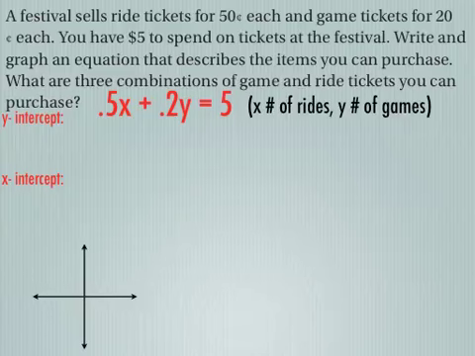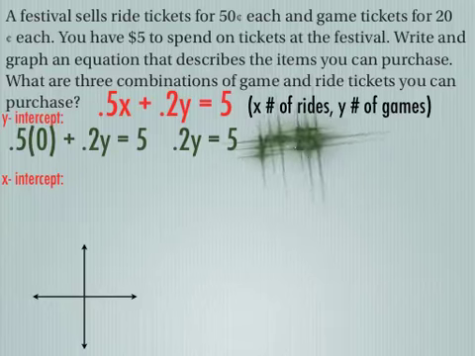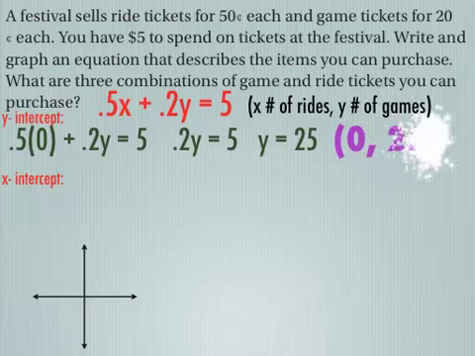To graph this equation, because I wrote it in standard form, I'm going to find the y-intercept and the x-intercept. To find the y-intercept, I'm going to plug in 0 for x. When I do 0.5 times 0, I get 0. So I have 0.2y equals 5. When I divide both sides by 0.2, I find that y equals 25, or the y-intercept is at (0, 25).